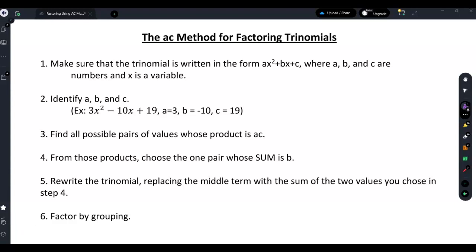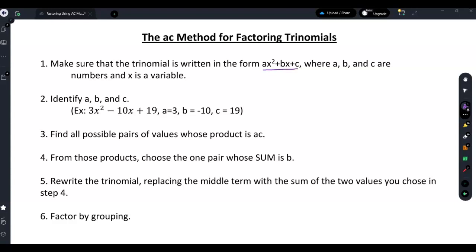Here we have the steps for factoring trinomials using what we call the AC method. A trinomial is a polynomial with three terms, and typically it's a quadratic, meaning that the highest exponent is a 2. The usual form for a trinomial is ax squared plus bx plus c.